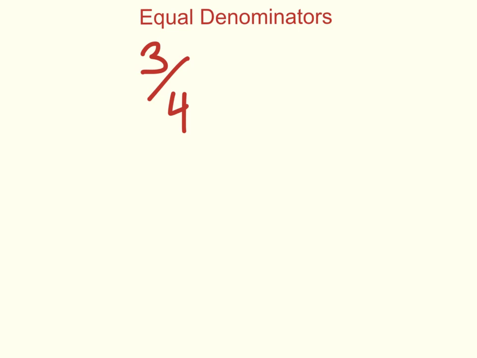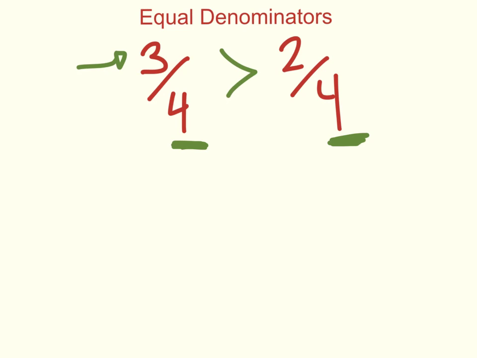3/4 and 2/4. If I have equal denominators, so I have a 4 here in this fraction and a 4 as a denominator in this fraction, then the bigger fraction has the bigger number up top. So 3/4 is bigger. Let me show you how I know this.